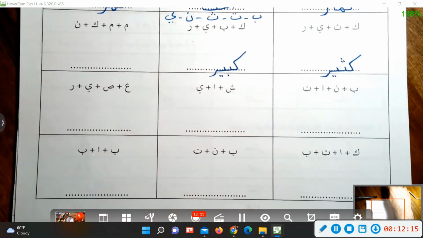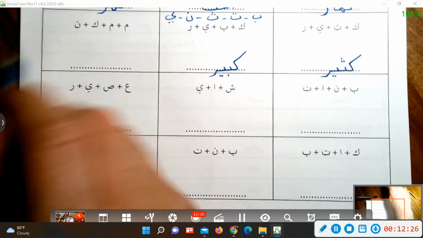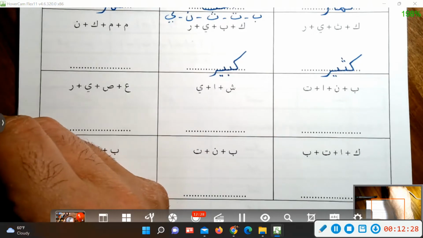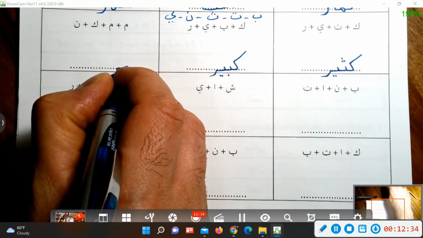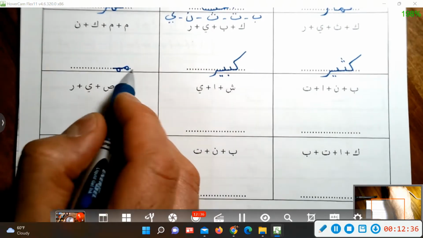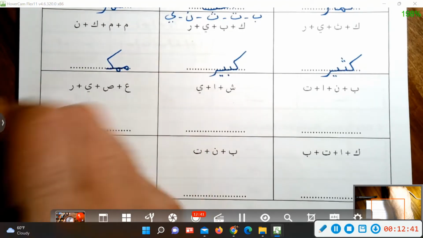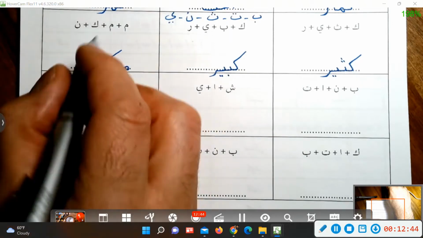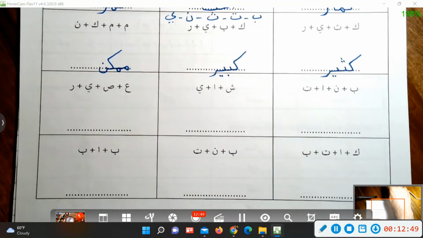Now, next word has 2 meme, kaf, and noon. Now, 2 meme, we write the first meme like this, and we roll down the other meme. This is mum. Then we connect the kaf, as we said. It looks different when it's connected. And then the noon. Mumkin. Mumkin. It means possible or maybe.